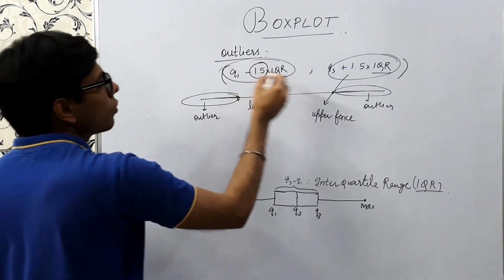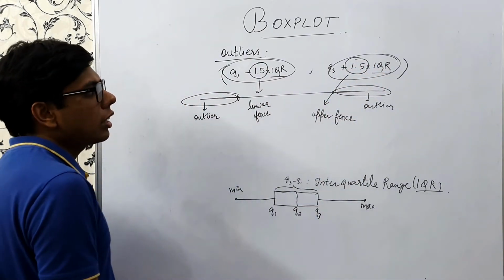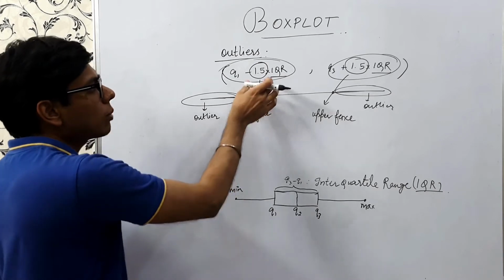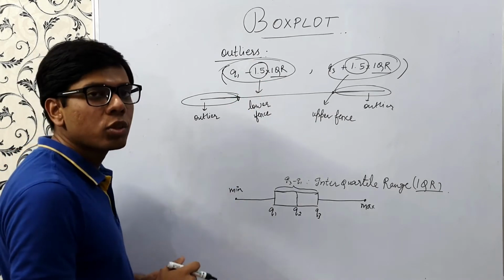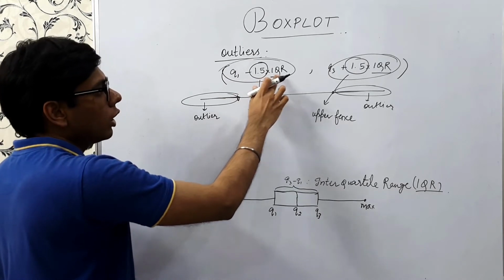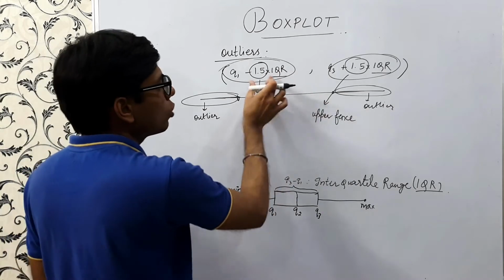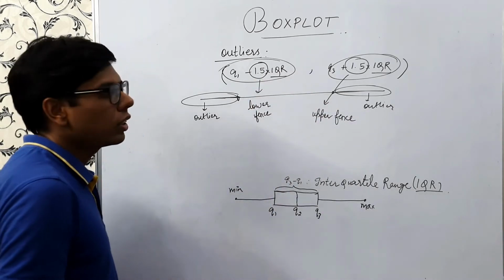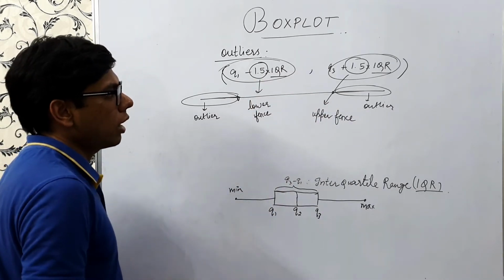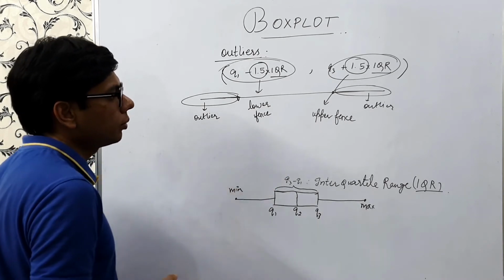Sometimes this 1.5 factor is used as 3 in case of extreme outliers. Sometimes if we want to see if there are any extreme outliers or not, then we calculate this 1.5 into IQR as 3 into IQR, right? And these outliers, when we use 1.5, so these are, we refer to as moderate outliers or mild outliers. So this is the way we calculate the outliers.